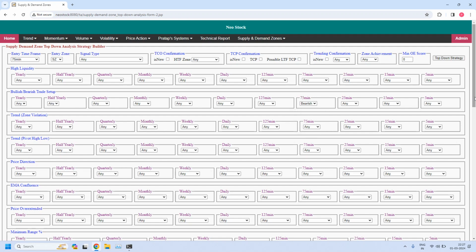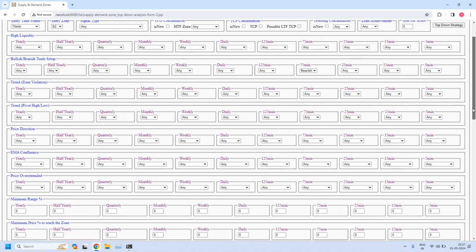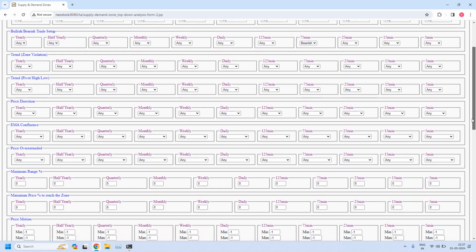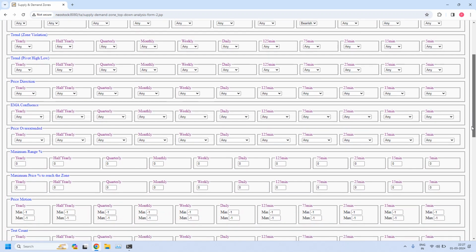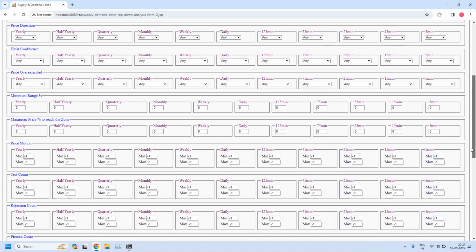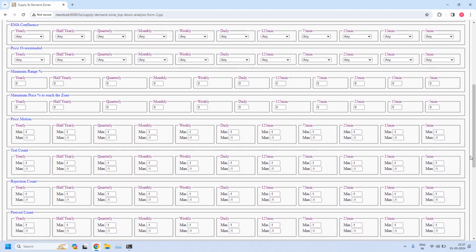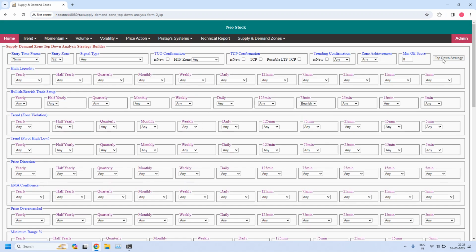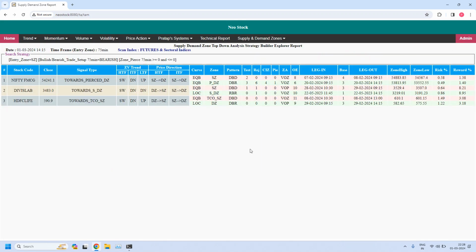And because we don't want pierced zones, that is the only value we will set. The pierced count. So in this parameter, pierced count, and 75 minutes, I am setting the value 0 and 0. Now let us generate. So 3 stocks are only filtered. Only these 3 stocks are supporting bearish trade setup. If you get an entry in the supply zone, you will get a trade.